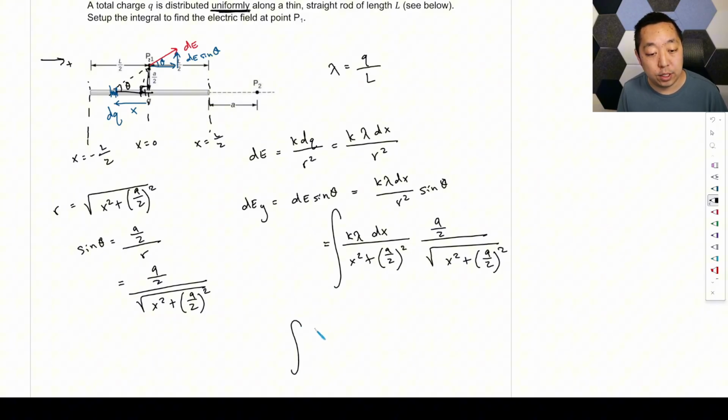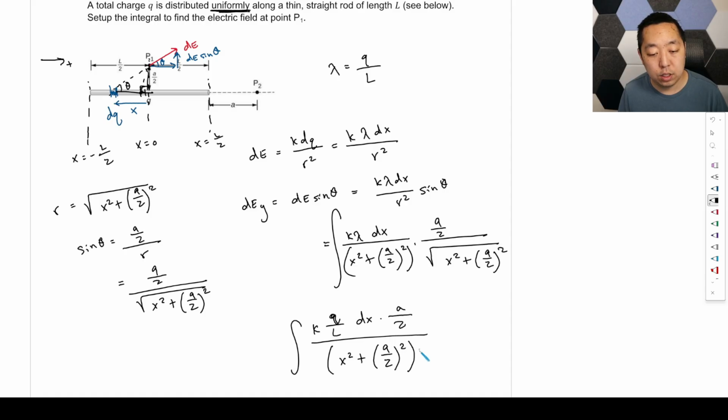So we're going to integrate this k q over L dx times a over 2. My a's are awful. It's not a 9. It's supposed to be an a. And this is supposed to be a q. Okay, cool. And then this times this, because this is to the first power, this is to the 1/2 power, you can make that just to the 3/2 power, because 1 plus 1/2 is 3/2. And then we're integrating over the letter dx.